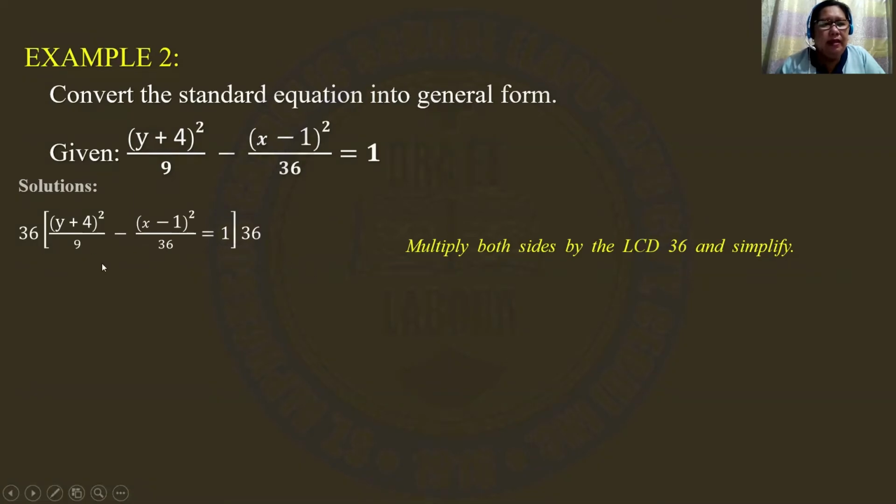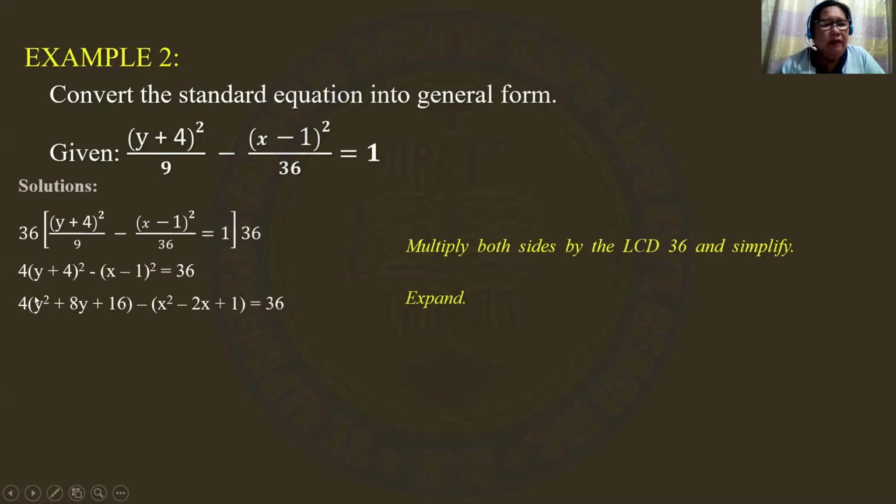And then, after this, the result now is 4, because 36 divided by 9 is 4. And you copy the square of y plus 4. 36 divided by 36 is 1. So, what is left is the square of x minus 1. So, just copy. And then 1 times 36 is equal to 36. And then you have to expand this part and also this part.